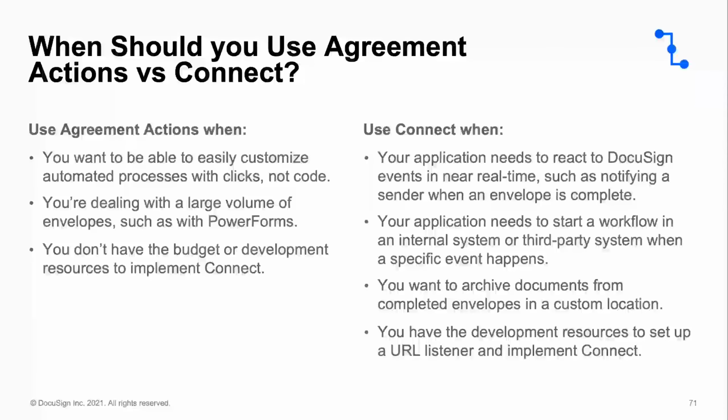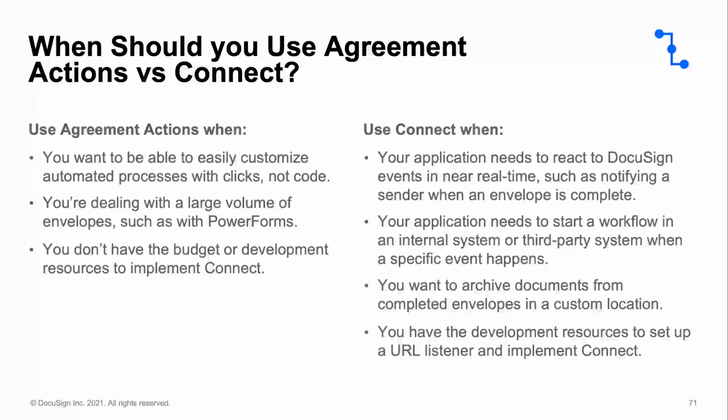But with agreement actions, you'll want to use that in situations where you are not needing to build out a lot of code and you want to easily automate processes with clicks. Remember those if-then scenarios rather than coding. Agreement actions are also helpful when you're dealing with a lot of envelopes at once. For example, if you're using a Power Form, which remember those are self-service and have the potential to capture a lot of responses, or if you don't have the budget or development resources for Connect.